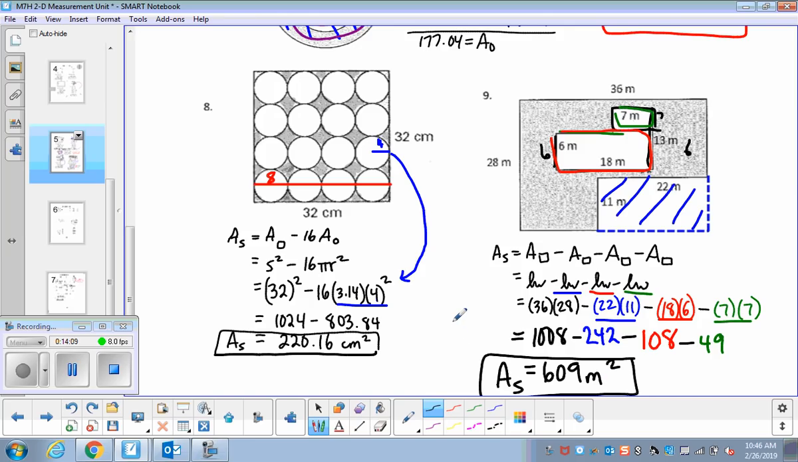That concludes the video for how to find the area of a shaded region by subtraction.